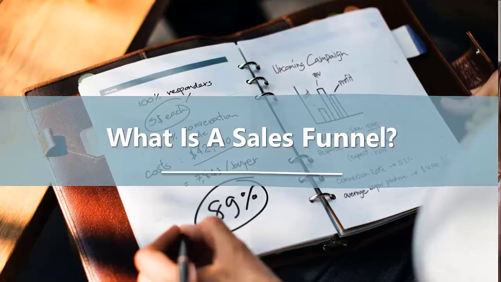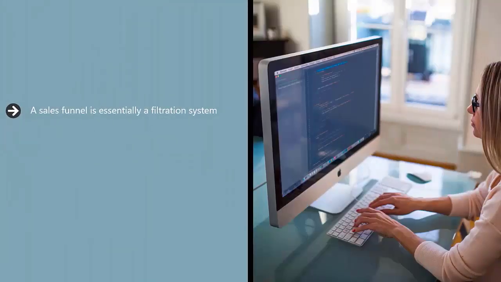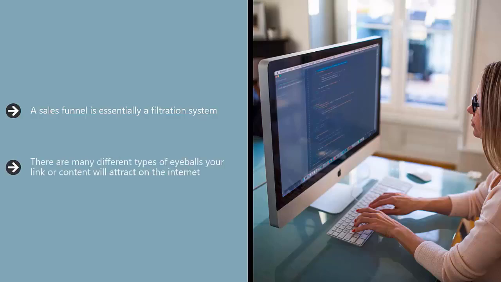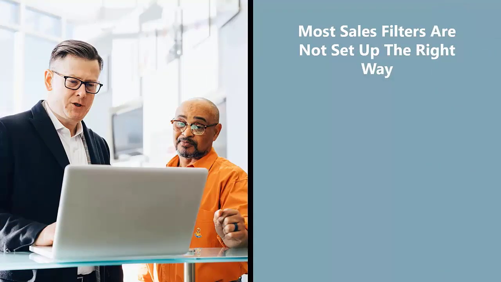What is a sales funnel? A sales funnel is essentially a filtration system. There are many different types of eyeballs your link or content will attract on the internet. Most of these are not interested in buying, at least not right now. Your sales funnel helps you process all these people to maximize the amount of dollars you can get out of them. Most sales filters are not set up the right way.